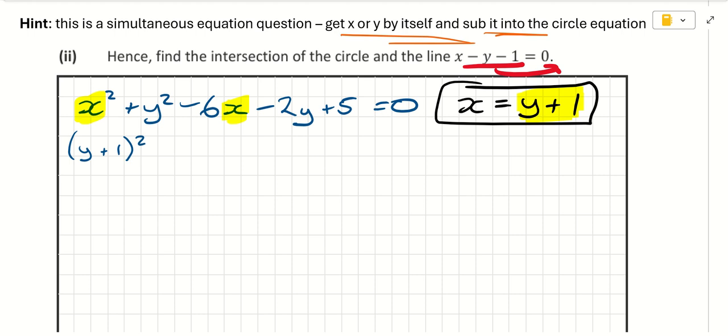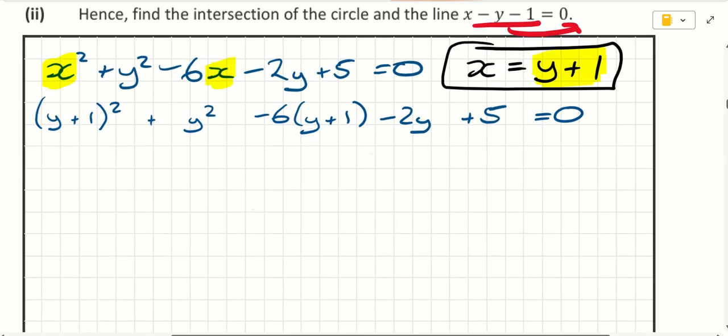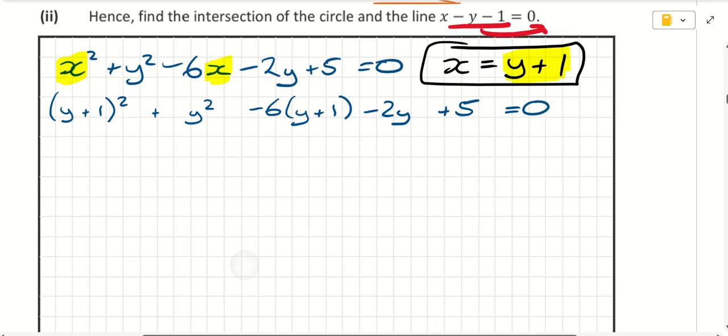So you get y plus 1 squared plus y squared minus 6 by y plus 1 minus 2y plus 5 is equal to 0. Right, so there's a lot of multiplying out here. So remember y plus 1 by y plus 1, or y plus 1 squared means the bracket twice.